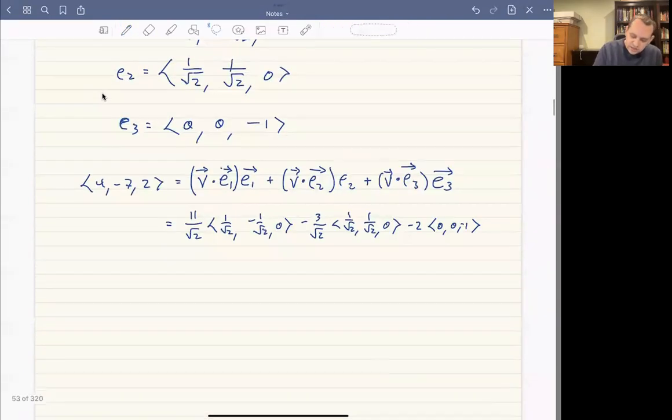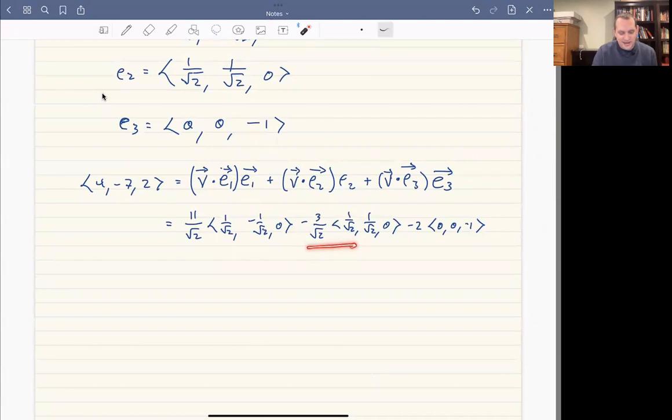So let's just check that this all adds up the way that we want it to. And so if I look at, let's say, component by component, so this will be really easy just to check. If I take 11 over square root of 2 times 1 over square root of 2, that's going to be 11 halves minus 3 halves.